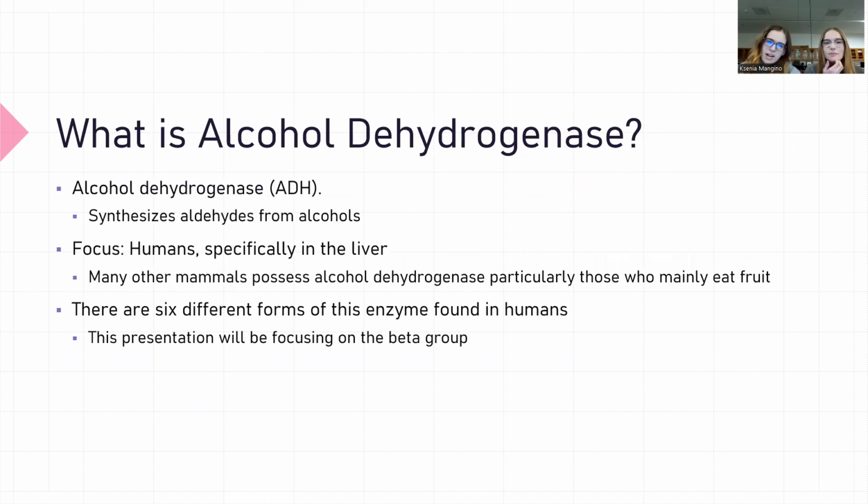So, what is alcohol dehydrogenase? Well, alcohol dehydrogenase is an enzyme that synthesizes aldehydes from alcohols. Many other mammals possess alcohol dehydrogenase, particularly those who mainly eat fruit. But our focus will be the enzyme specifically in humans and the enzyme found in the liver. There are 6 different forms of this enzyme found in humans, but this presentation will be focusing on the beta group.